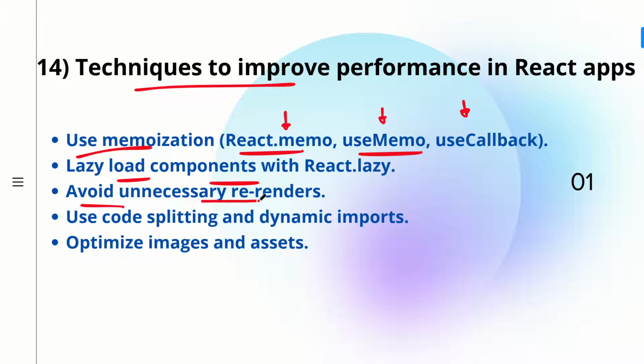Then we have avoiding unnecessary re-renders. We should avoid unnecessary re-renders of our components. We can make use of code splitting and dynamic import. Code splitting is also similar to lazy loading. We split our code into multiple components, and we only have the important ones now, and afterwards, whenever we feel the user might go to another component, we dynamically import that new component. So that is code splitting. We split one huge module into different components and import them dynamically, and then we optimize the images and the assets to improve the performance in the React app.